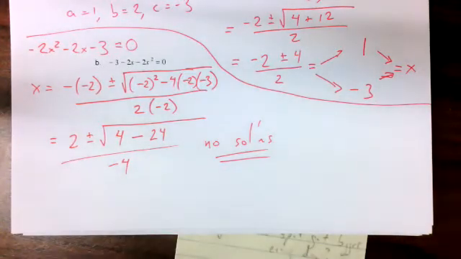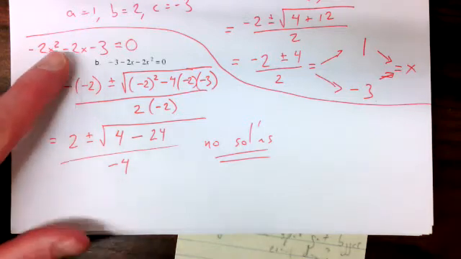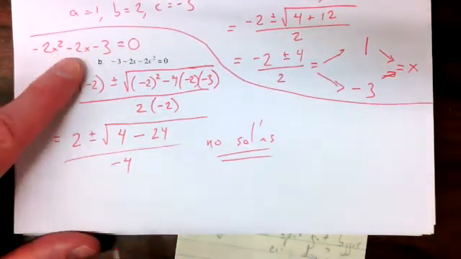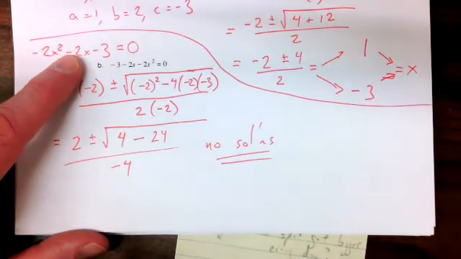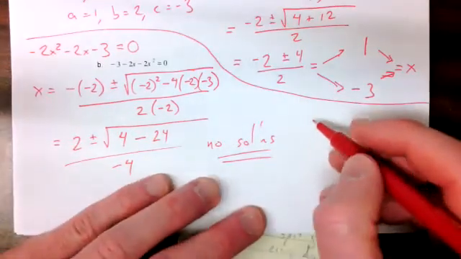There's no solutions to this. And if you're thinking, how do I know that this is right? What you could do is you could complete the square for this, find the vertex. Let's just do it quickly just to show you.